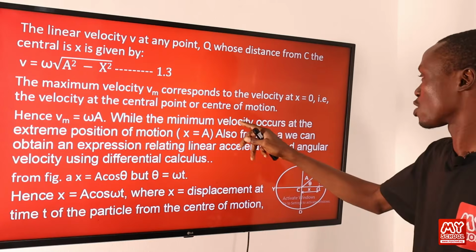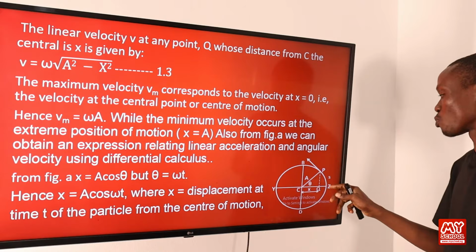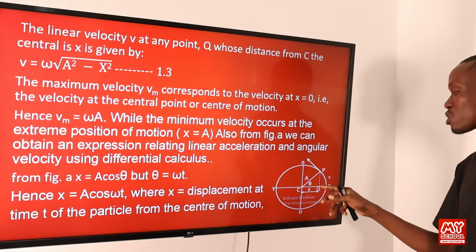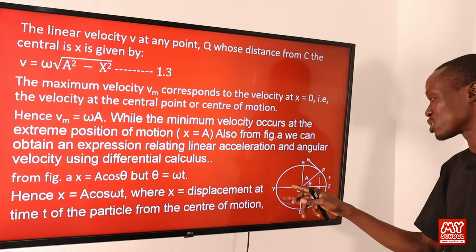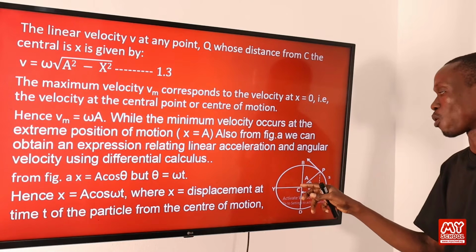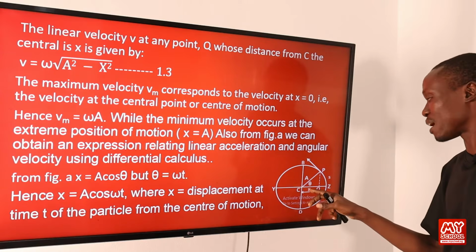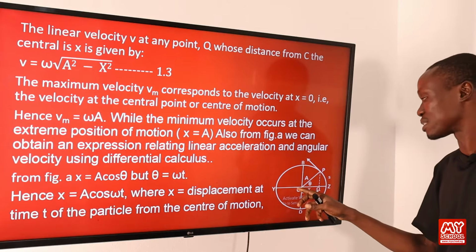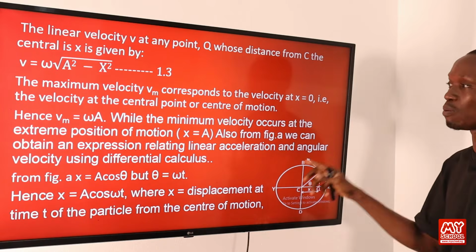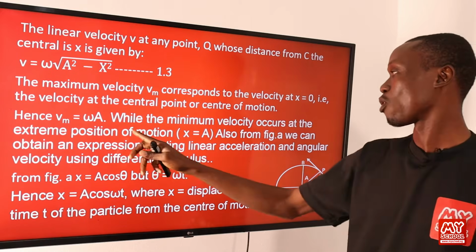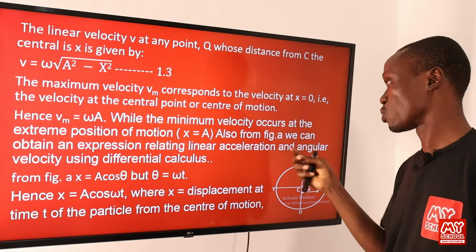While the minimum velocity occurs at the extreme position of motion. So these are the extreme positions of motion of the point Q. So the minimum velocity occurs at this point. Remember that earlier on we even said that as the point Q approaches the center of the motion, or the equilibrium position, the velocity increases. So maximum velocity occurs when x is equal to 0, meaning that the distance between point C and Q is equal to 0. The minimum velocity occurs at the extreme position of the motion. That is when x is equal to A, which is when s is equal to the radius of the circle.